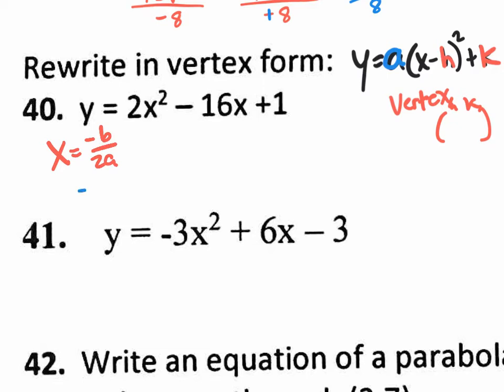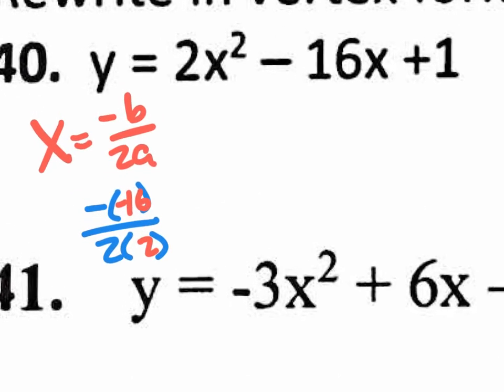So let's plug in negative parenthesis over 2 times parenthesis, and that'll give us the x value. And of course, the b value is negative 16, so let's put a negative 16 right in there. And the a value is 2. So we have a negative 16, which is really 16 divided by 4. So when I say 16 divided by 4, I'm really saying that my x value is 4.